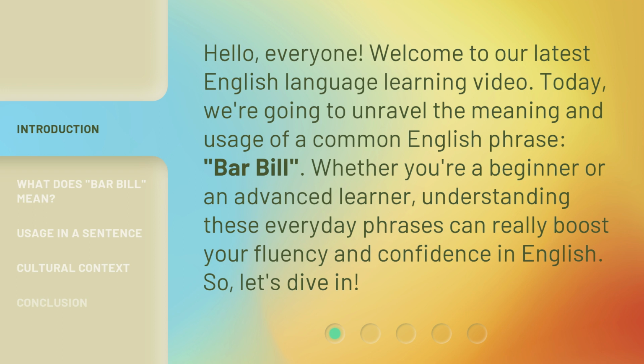Today, we're going to unravel the meaning and usage of a common English phrase, "bar bill." Whether you're a beginner or an advanced learner, understanding these everyday phrases can really boost your fluency and confidence in English. So, let's dive in.